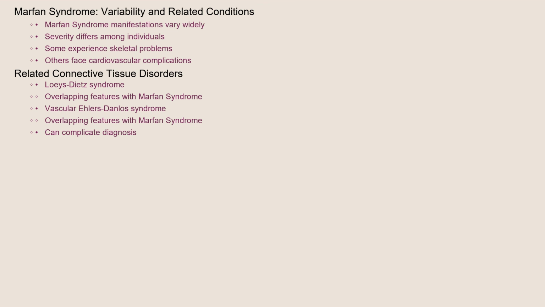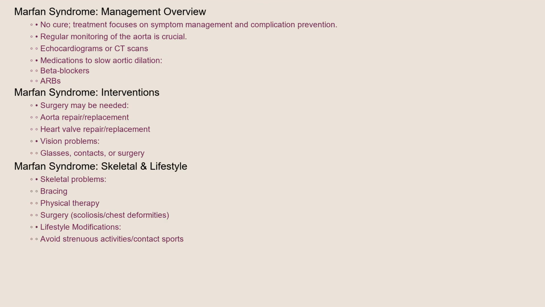While there aren't distinct types of Marfan syndrome in the traditional sense, the severity and manifestation of the condition can vary widely. Some individuals may primarily experience skeletal problems, while others face more significant cardiovascular complications. Loeys-Dietz syndrome and vascular Ehlers-Danlos syndrome are related connective tissue disorders with overlapping features to Marfan syndrome, which can sometimes complicate diagnosis. There is no cure for Marfan syndrome, but treatment focuses on managing symptoms and preventing complications.